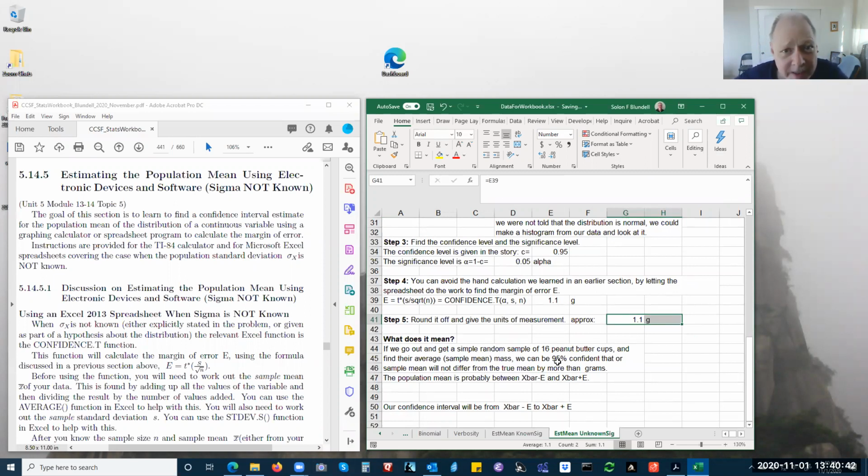And then how do you use it? Well, if you get your sample mean, now you know that the real true population mean is probably not more than this distance, 1.1 grams, away from the truth. So the truth is probably between x bar minus 1.1 and x bar plus 1.1. That x bar comes from your data. You just average up the weights of your 16 peanut butter cups, and then the true population mean is probably not too far away. And that's it. That's all for this topic.